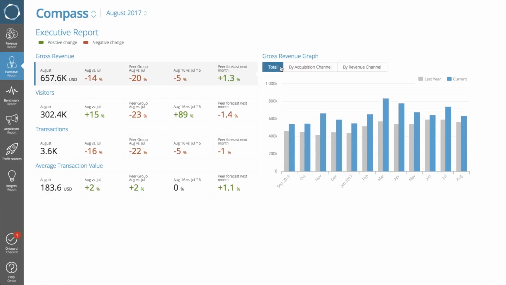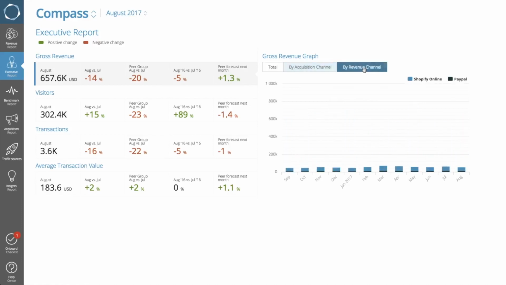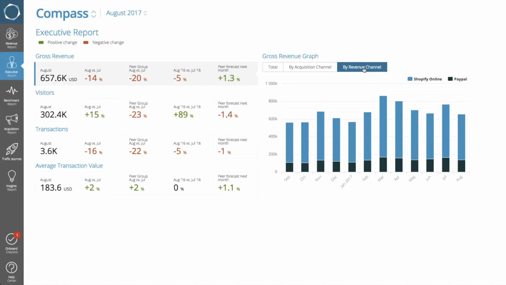We can also see a nice feature here by clicking on the acquisition channel that gives you a nice breakdown of each channel. So if you wanted to see, for example, how you were doing with just organic, referral, and email channels, you could do so. And you can also see how you're doing by revenue per channel.